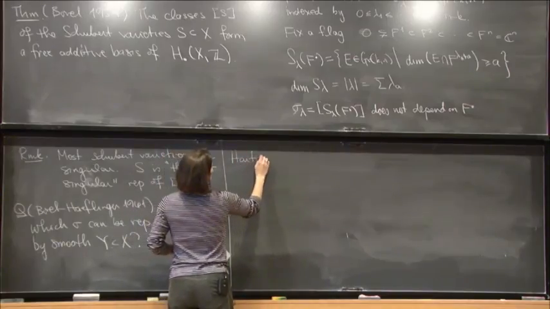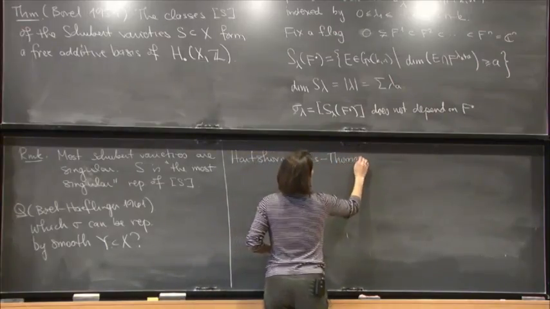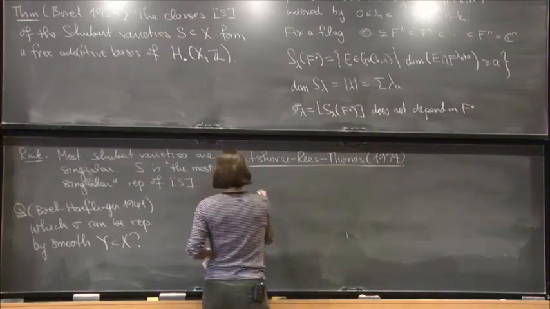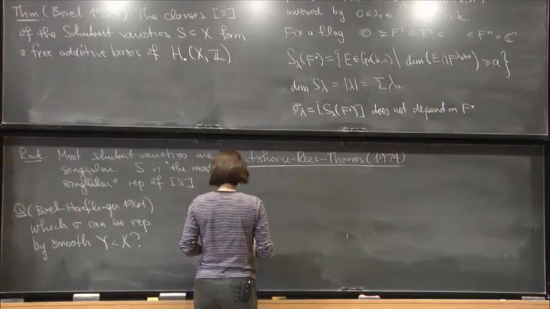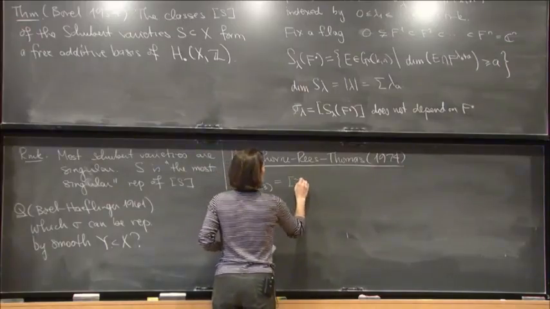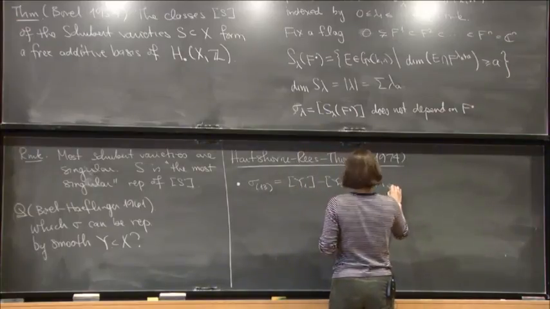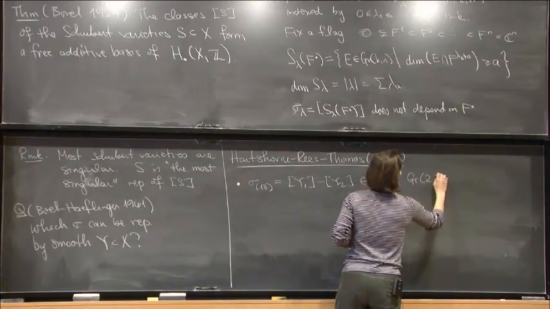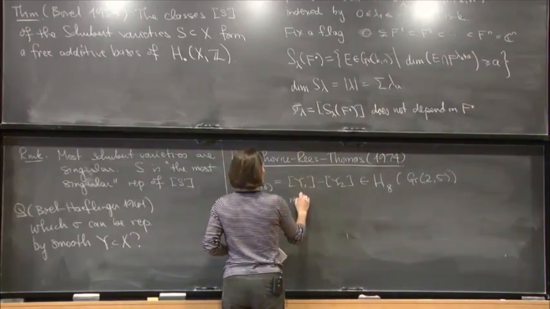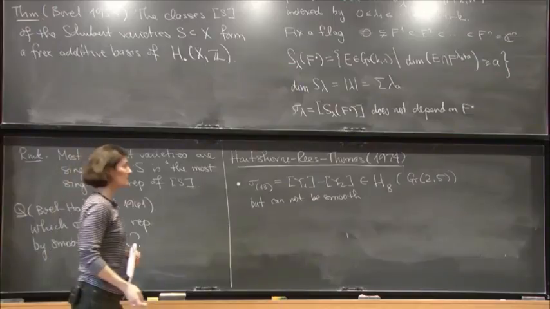So there's work of Hartshorne, Rees, and Thomas from 1974, which, just to give you an example of how badly things can go wrong, where they show that the Schubert class indexed by (1,3) can be written as the difference of two smooth objects, in the Grassmannian of two planes in 5-space, but cannot be smoothed. So this class admits no smooth algebraic representative.